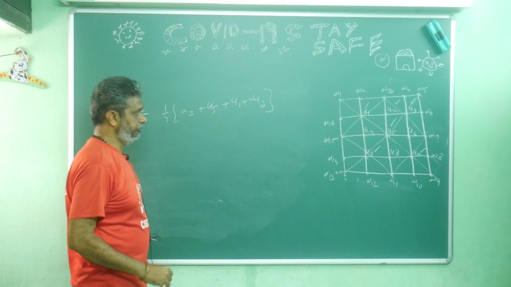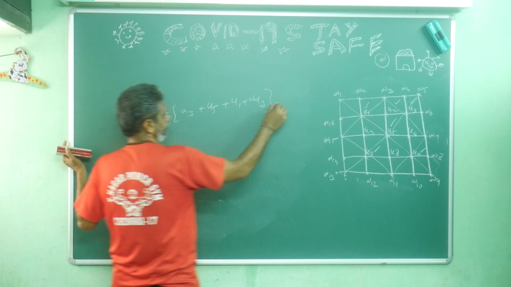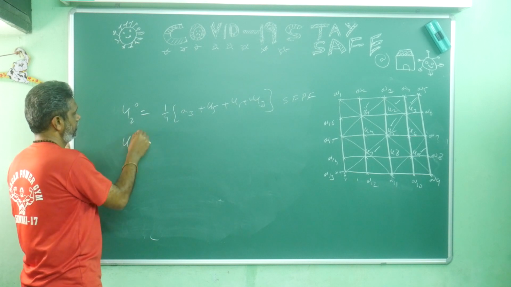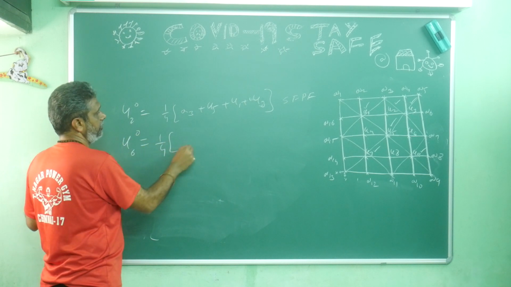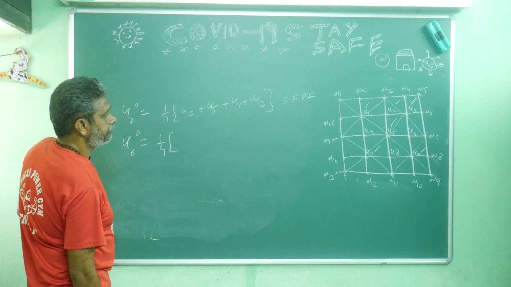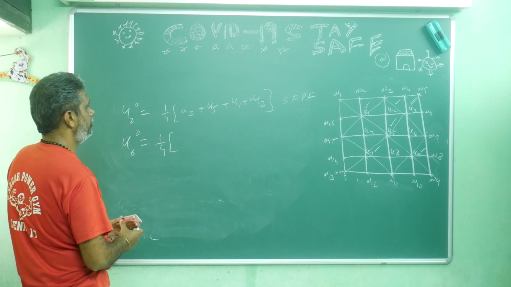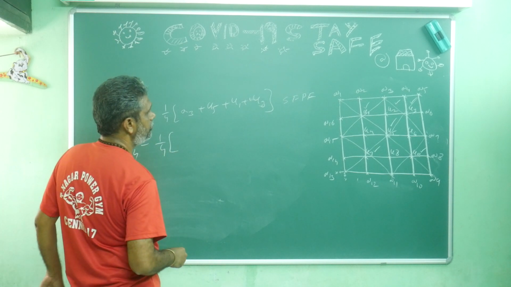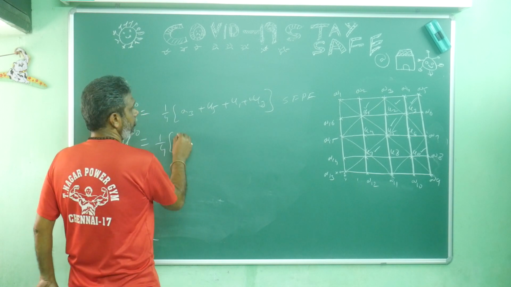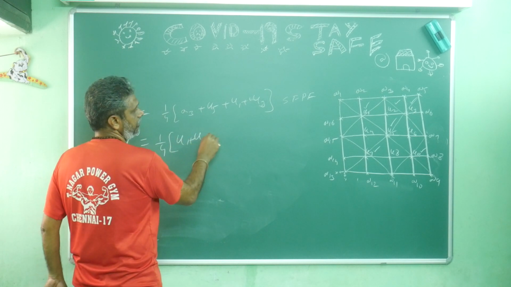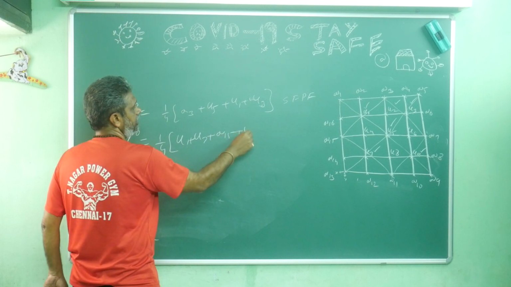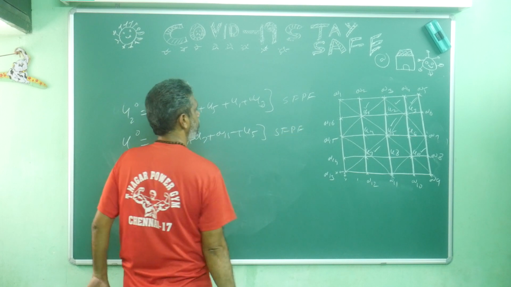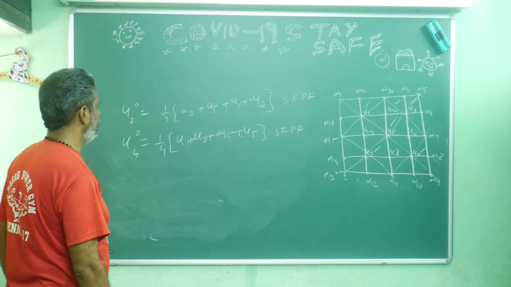Then go for U4. This is what? The standard 5-point formula. Sorry, U4 I want to find out. U4 of 0 is equal to, how can I do? U1 plus U7 plus A15 plus U5. This is also the standard 5-point formula. U4 also over. Then I will go for U8.